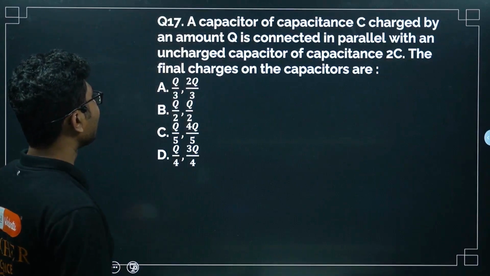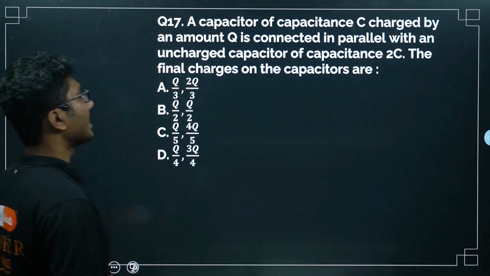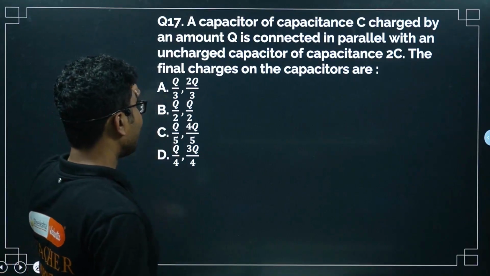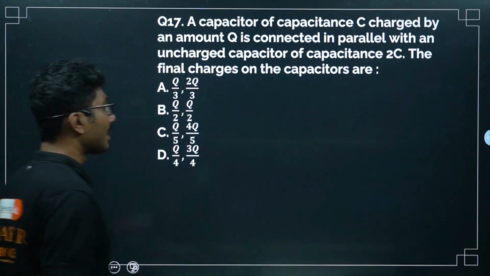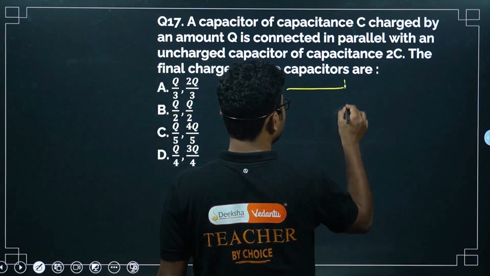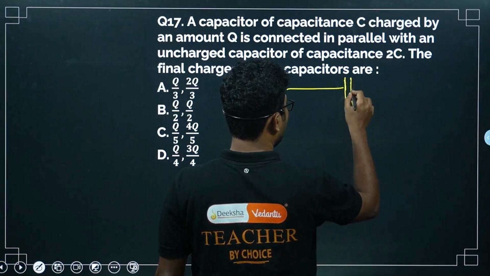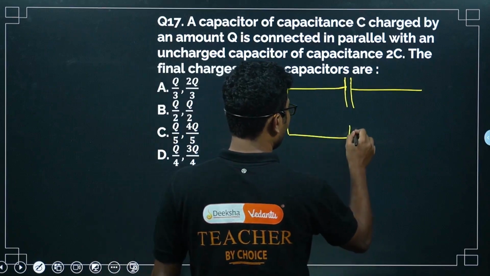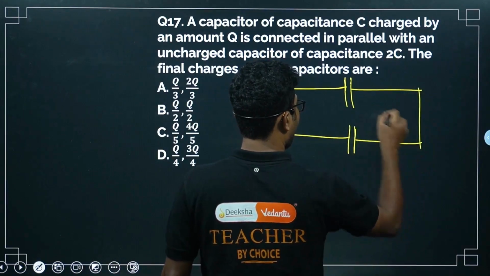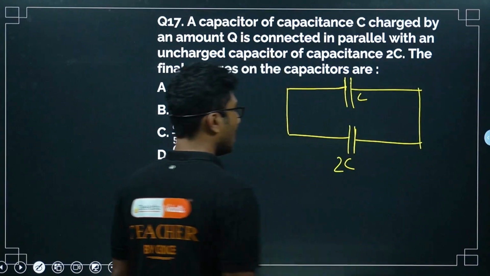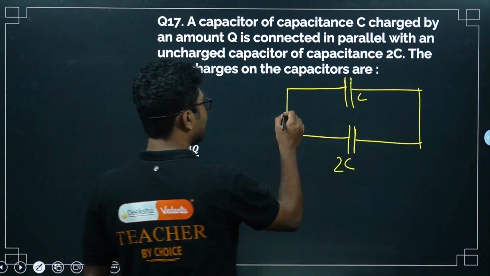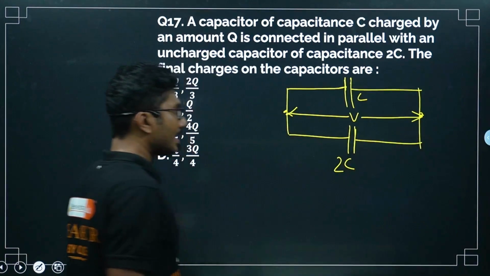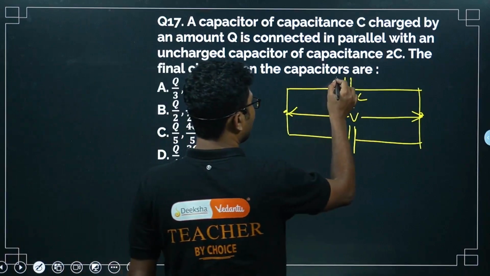Now, a capacitor of capacitance C is charged by an amount Q and connected in parallel with an uncharged capacitor of capacitance 2C. The final charges on the capacitors are? First, the capacitor was charged to a charge Q. Now the capacitor is removed and connected to another capacitor of 2C. This was C, this is 2C. What is the same across these two capacitors? The only thing that is the same is the potential, once the capacitors attain equilibrium, that is, no more charges are exchanged.